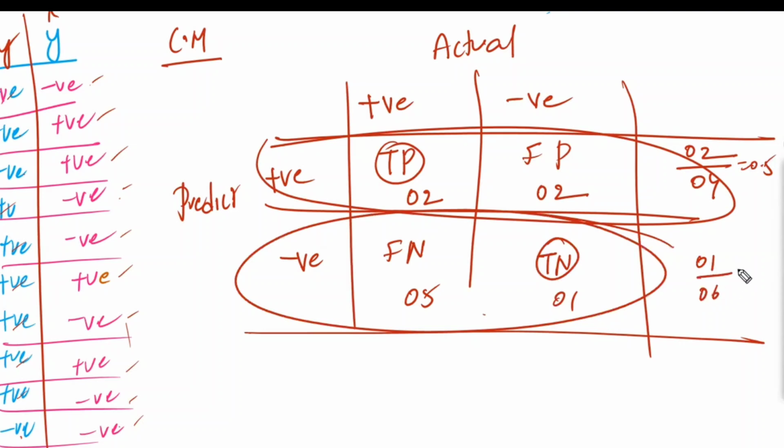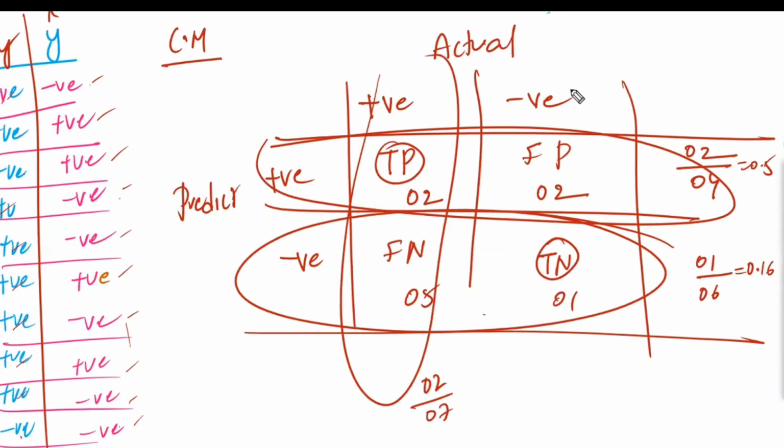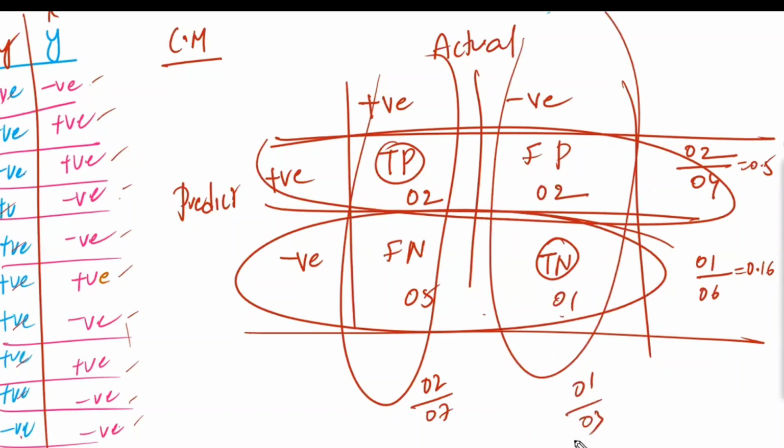1 divided by 6, which is equal to 0.16 approximately, right? Now, if you want the recall of positive, this one with respect to this side, that is 2 by 7. Recall of negative is this one with respect to this side, that is 1 divided by 3. 2 by 7 is 0.28 approximately, and this is 0.33 approximately.